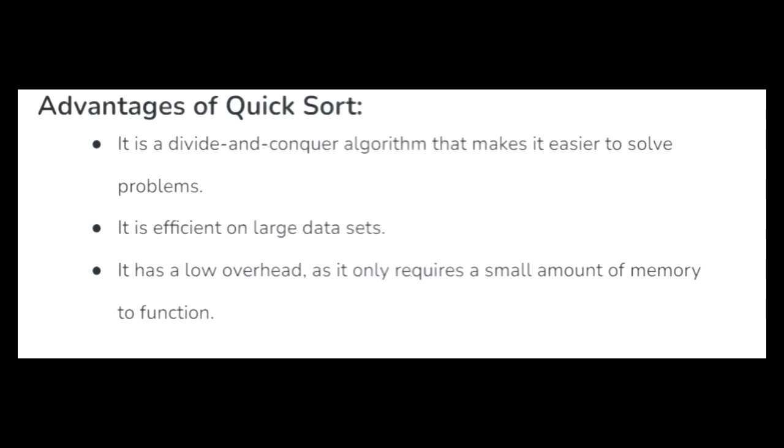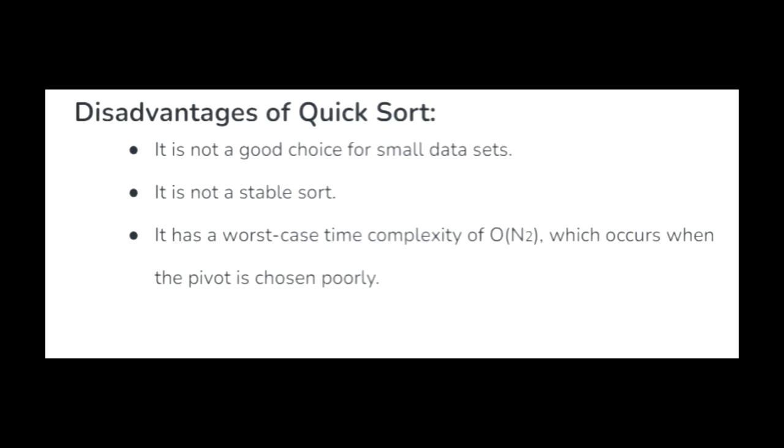It is a divide and conquer algorithm that makes it easier to solve problems. It is efficient on large datasets. It has a low overhead as it only requires a small amount of memory to function. Now I am going to talk about the disadvantages of quicksort. It is not a good choice for small datasets. It is not a stable sort. It has a worst case time complexity of O(n²), which occurs when the pivot is chosen poorly.